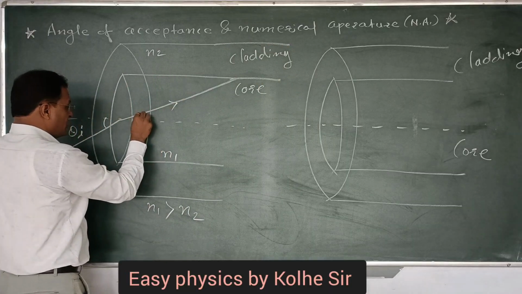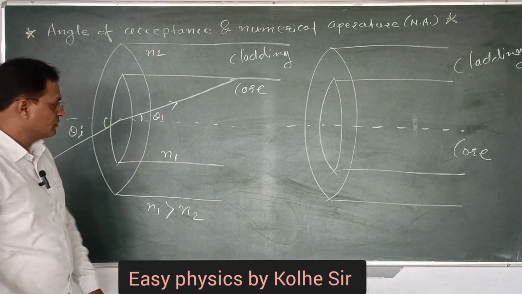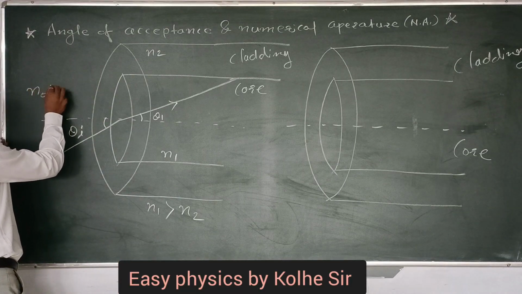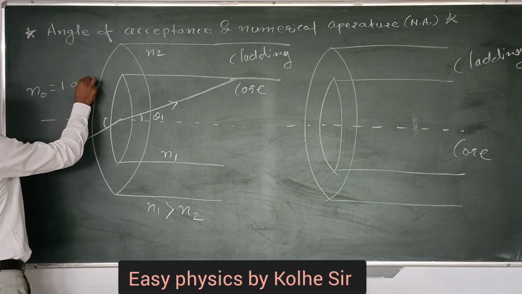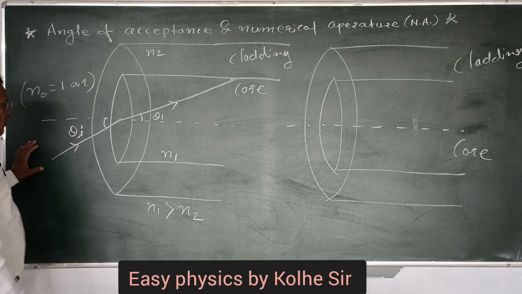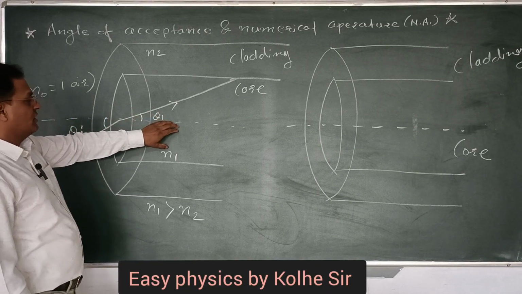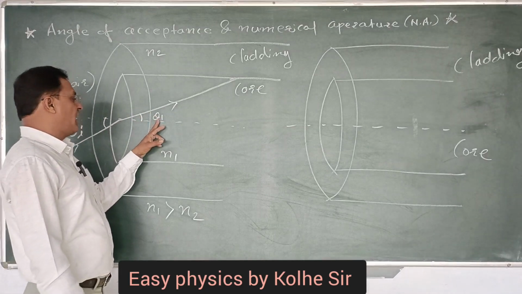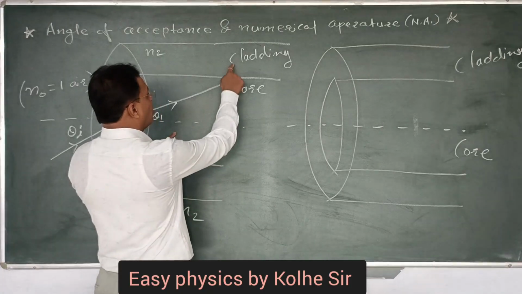Okay. Now this is the refracted angle. We will say it is theta 1. The refractive index of the surrounding is n suffix 0, suppose the surrounding is air. So the ray of light coming from the surrounding to the core bends toward the normal and the refracted angle is theta 1. This is the interface between the core and cladding.